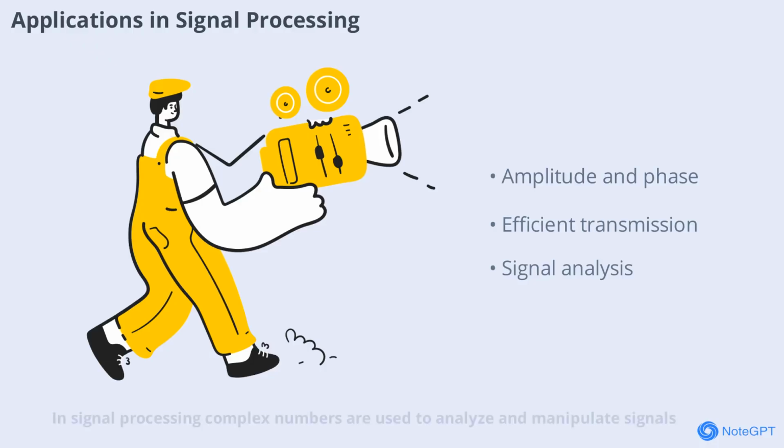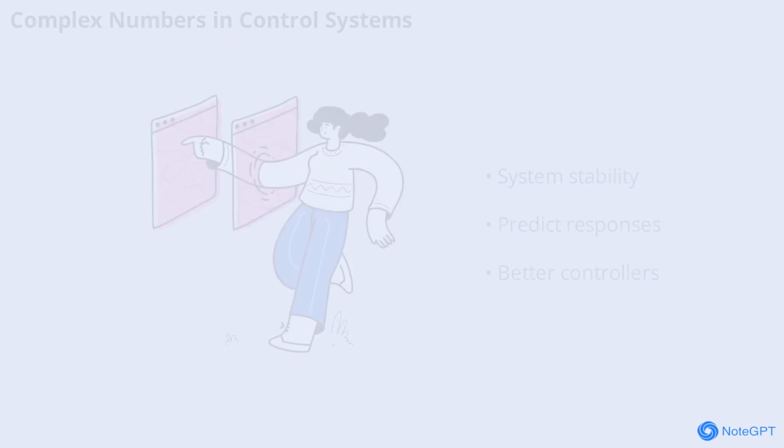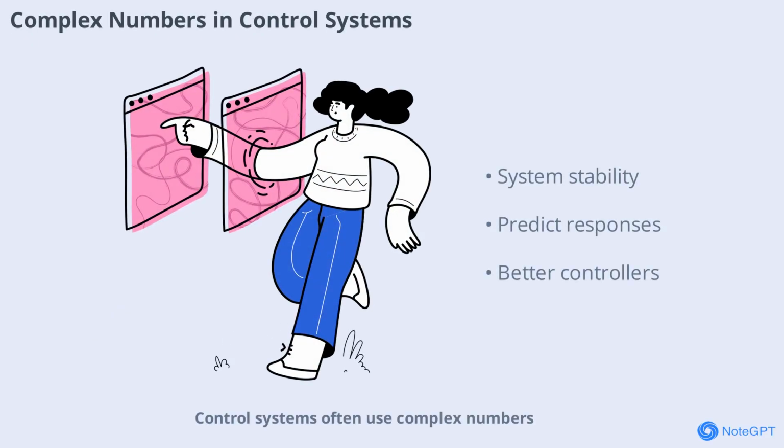In signal processing, complex numbers are used to analyze and manipulate signals. They allow engineers to represent signals in terms of amplitude and phase, making it easier to filter, compress, and transmit information efficiently. Control systems often use complex numbers to analyze system stability and response. By representing system behaviors as points in the complex plane, engineers can predict how systems will react to different inputs and design better controllers.